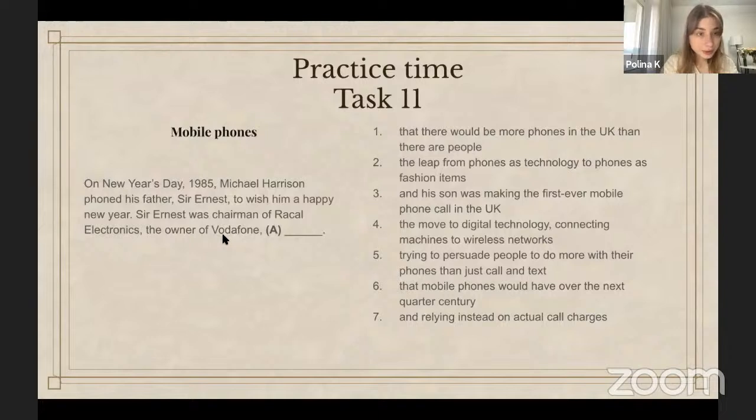Okay, receiving the first answers. 3. Okay, so I guess what could have helped us here to choose the correct answer is the so-called connection between subject, yeah, and verb. So subject and predicate. So Sir Ernest was the chairman, the owner of Vodafone, and his son was making the first ever mobile phone call in the UK. So here we have subject represented by him and his son, yeah, and the predicate respectively was making their first phone call. Without that, the sentence appears to be incomplete.